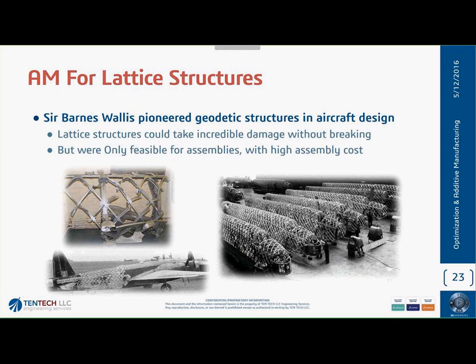You see all the rivets. On the picture on the top left, you see all the rivets that needed to be put there. You see the assembly line. I mean, this was not practical. You probably were not able to put out too many planes, and this was abandoned simply because of the assembly cost and time that it would take to put together something. It was recognized that the structure was better than anything else. Now, nowadays you can 3D print this.